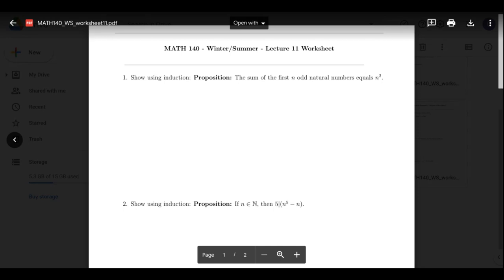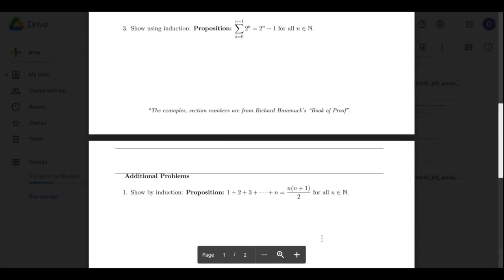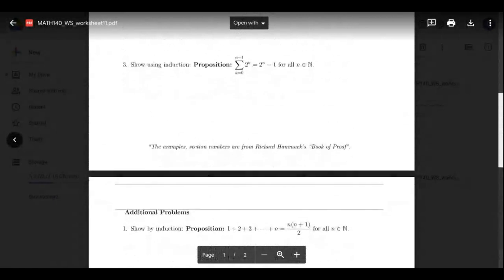Okay, some news looks okay. All right. So let's try 3 and additional problems. So hopefully we can finish. We have 2 additional problems. Let's try 3 first.